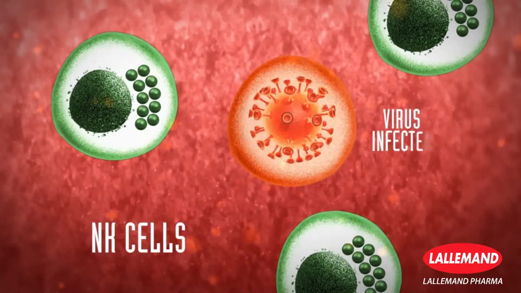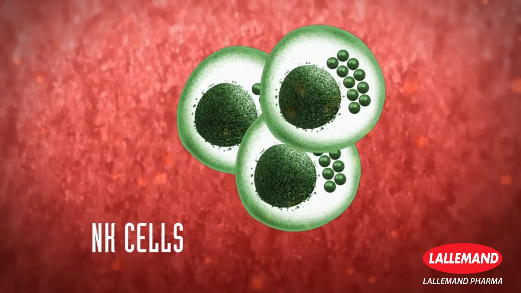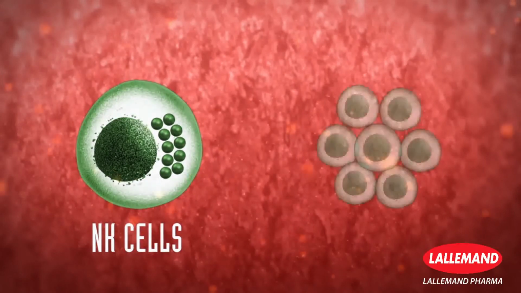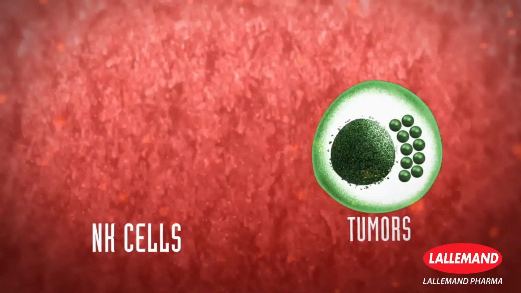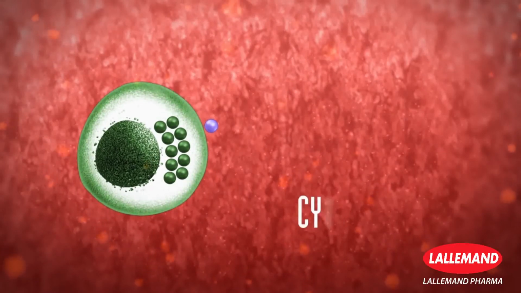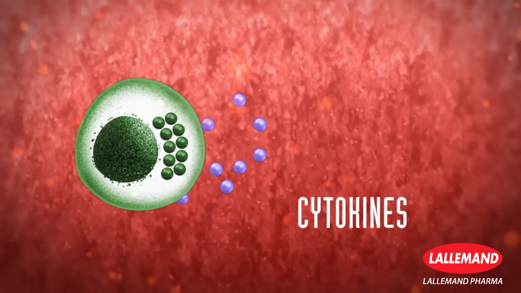Finally, natural killer cells belong to the innate immune system. They provide a fast response against virally infected cells and tumor cells. They are able to kill those cells directly by inducing apoptosis or by secretion of cytokines that may eradicate the infected cells.